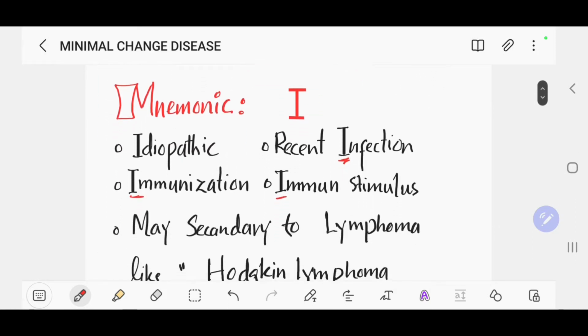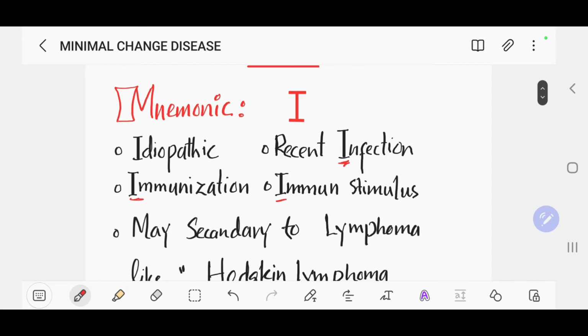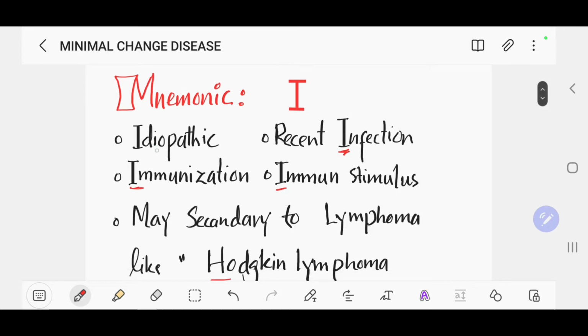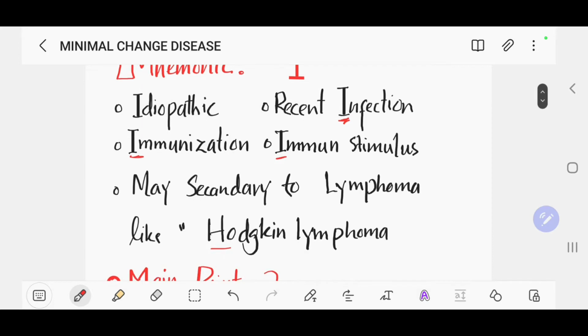Now let's go through the causes of minimal change disease. For the causes we have a common mnemonic, I. Remember, it may be idiopathic, it may be due to recent infections, it may be due to immunization or an immune stimulus, and it may be secondary to lymphoma like Hodgkin lymphoma. So remember, these are the causes of minimal change disease.